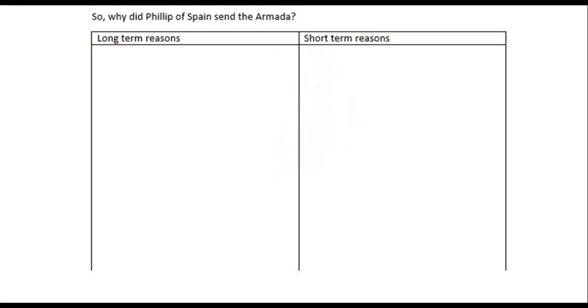That clip focuses probably most heavily on religious reasons. The long-term reason there is Philip of Spain's Catholicism and his desire to rid England, to rid Europe of Protestantism, and his own animosity towards Elizabeth as this bastard queen. The short-term reason that was mentioned was the execution of Mary, Queen of Scots, and maybe that was a short-term stimulus for him to really get going with this Armada, although I think that's a secondary reason, because actually the Armada were already starting to be built before Mary, Queen of Scots was executed.